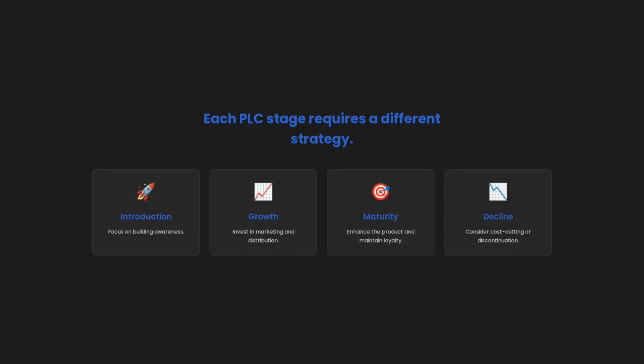Remember, each stage of the PLC requires different strategies. In the introduction stage, focus on building awareness. In growth, invest in marketing and distribution. In maturity, enhance the product and maintain customer loyalty. In decline, consider cost-cutting or product discontinuation.